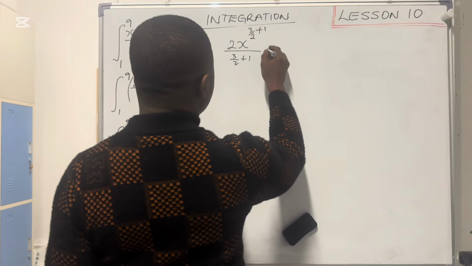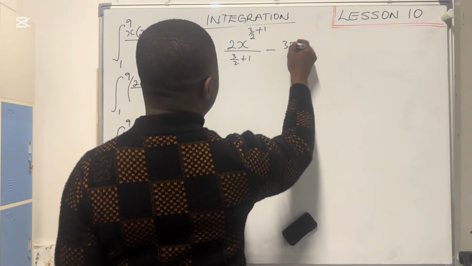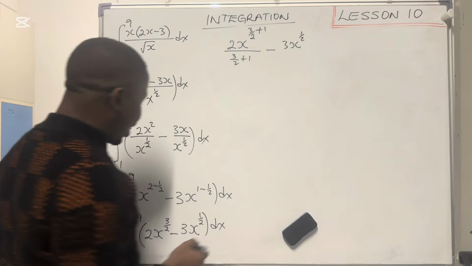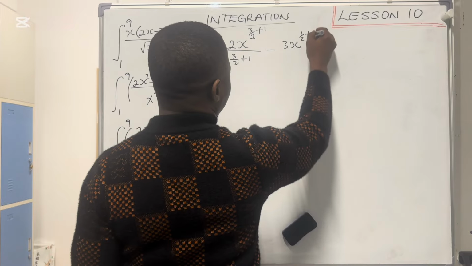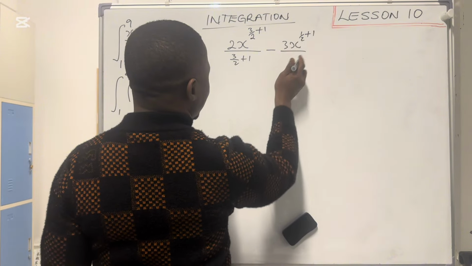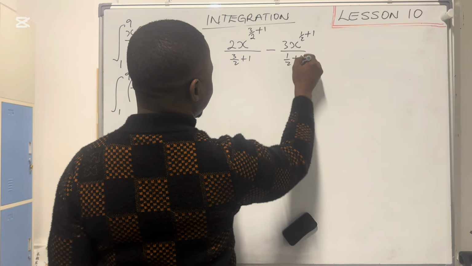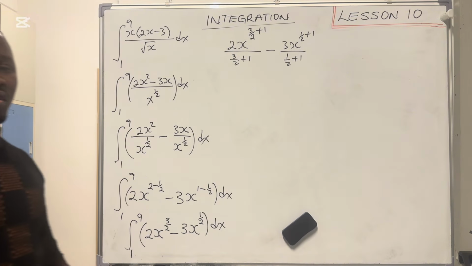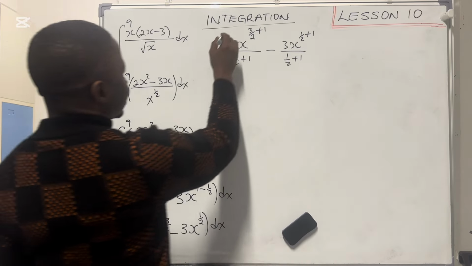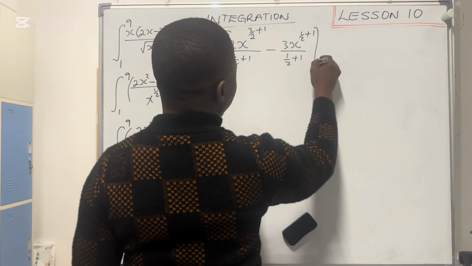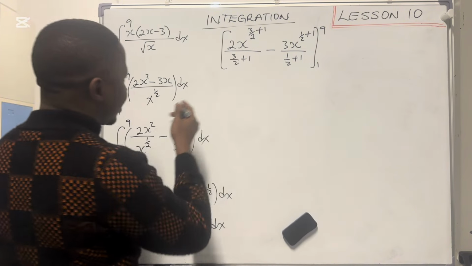Alright, so we say minus. Here again we have 3x to the power half. How do we integrate it? We add 1 to the power, then we divide by this one coming down: half plus 1. Can we say plus c? No, we cannot say plus c because there are limits. So from 1 to 9.